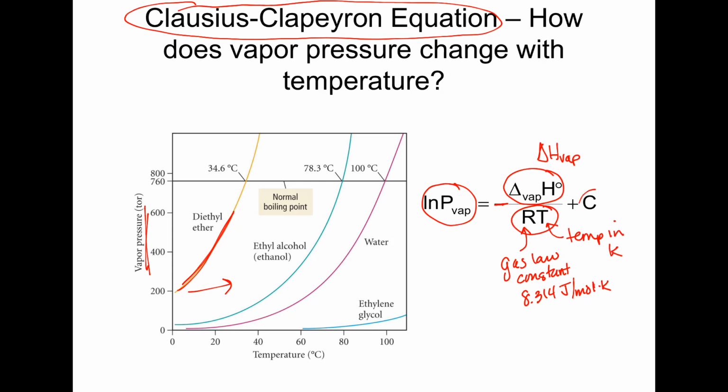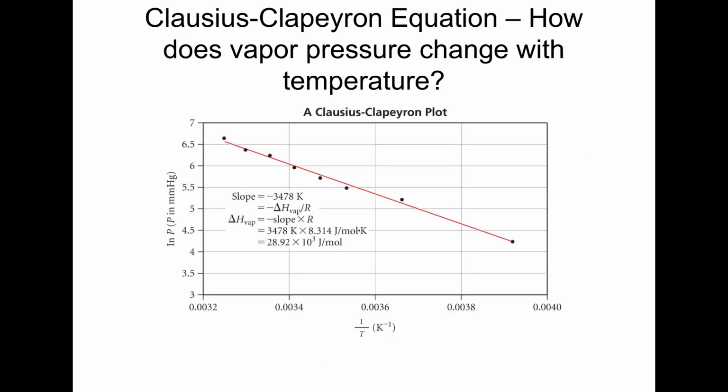And then this is a constant. Sometimes we write that constant as B, like this, but they're really the same thing. Now what the Clausius Clapeyron equation is good for is predicting how vapor pressures will change with temperature, which means that it can help you calculate a new boiling point at different pressures. But it's also a way that we can figure out what the delta H of vaporization is.